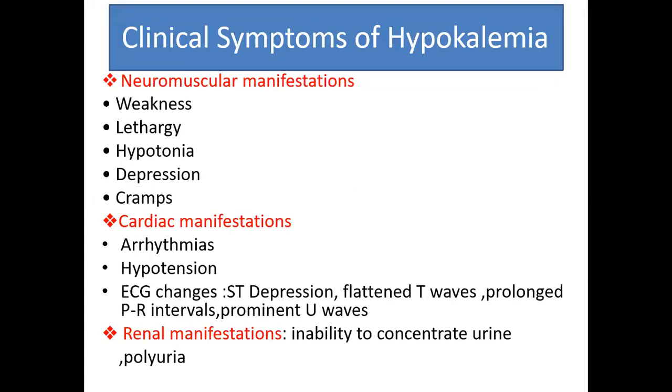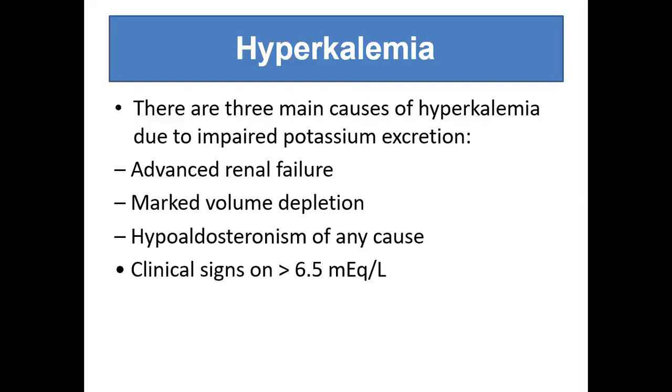Now, what will be the symptoms of hypokalemia? As far as neuromuscular manifestations are concerned, the patient might experience weakness, lethargy, depression, and cramps. As far as cardiac manifestations are concerned, the patient might experience arrhythmias, hypertension, and ECG changes. One will observe ST depression, flattened T waves, and prolonged PR interval. In renal manifestations, one will have inability to concentrate urine, along with polyuria.